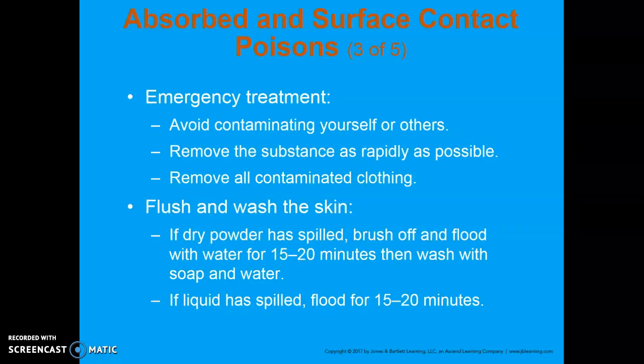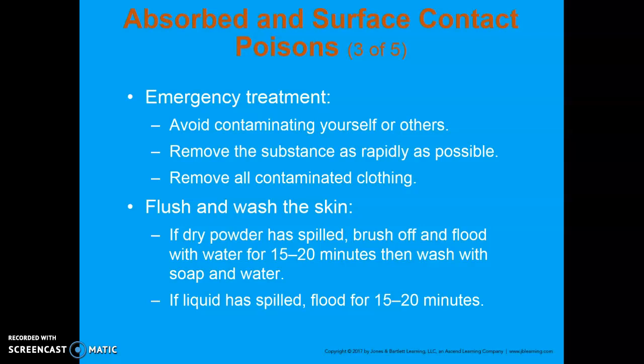Emergency treatment for a contact poisoning includes, first and foremost, try not to contaminate yourself or those around you. Remove the substance as rapidly as possible. This could be simply brushing off a dry material, rinsing off a wet material, etc. Remove all contaminated clothing, even if you're not 100% sure that it's been contaminated. Better to be safe than sorry.